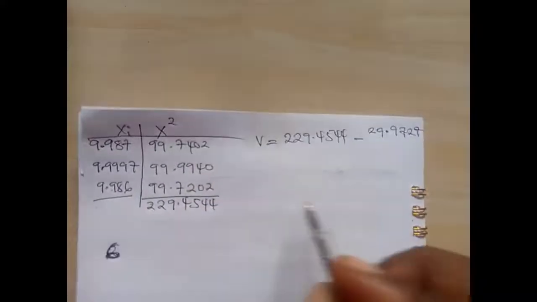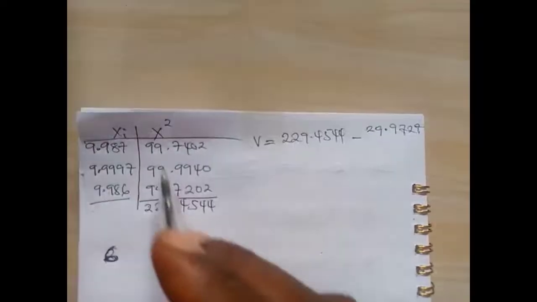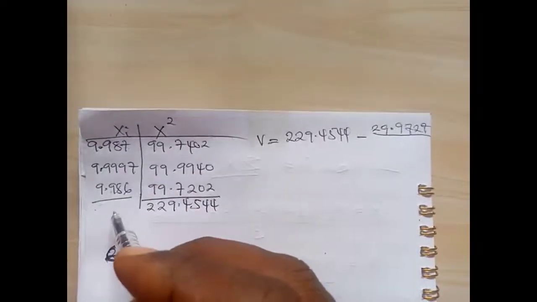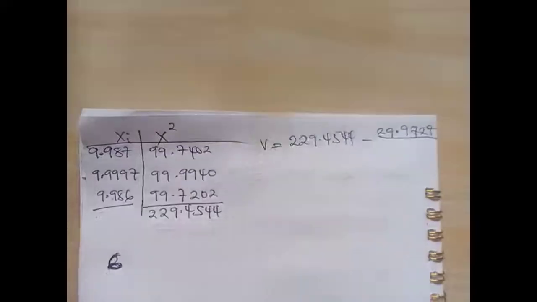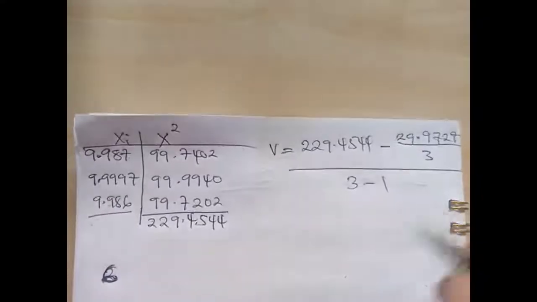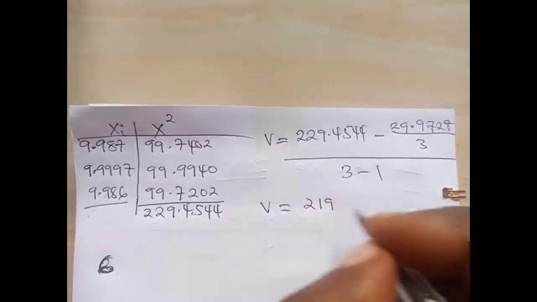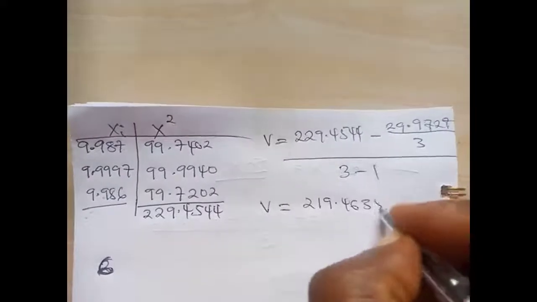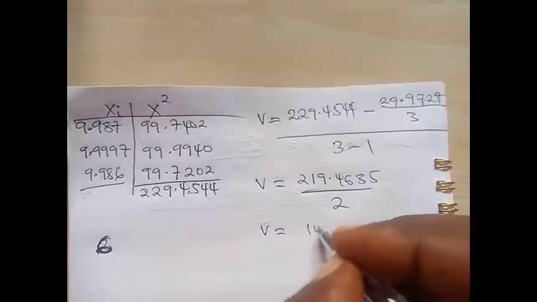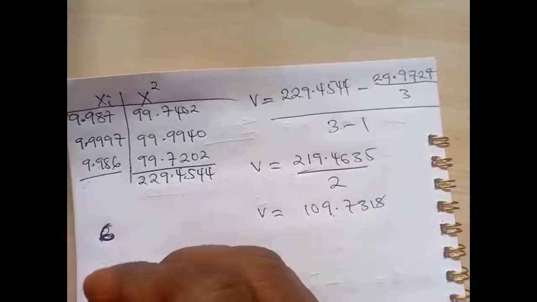So the two x squares are not the same. The first one is the summation of x squared. That is, square them first, then sum. The second x squared is, first of all, add only the x, and then square it. So we have over 3, all over 3 minus 1. So the variance we have is 219.4635 over 2. And variance is 109.7318.